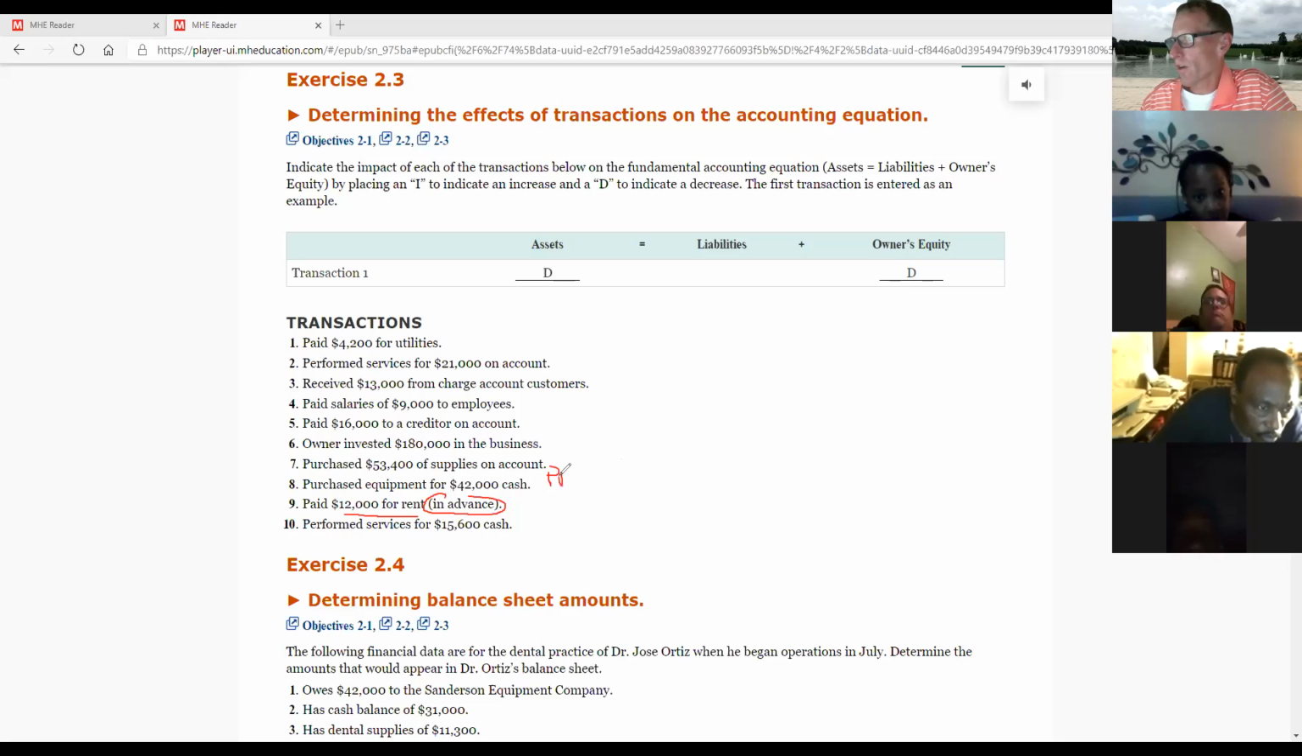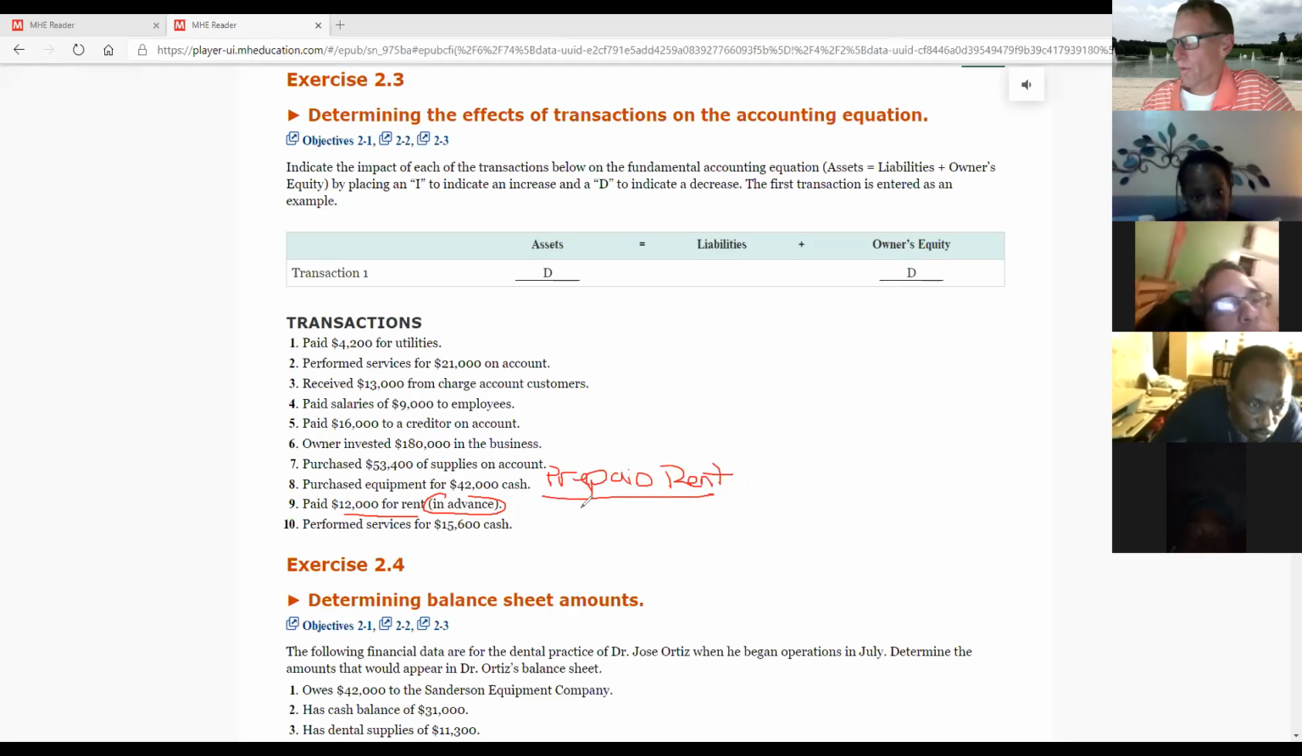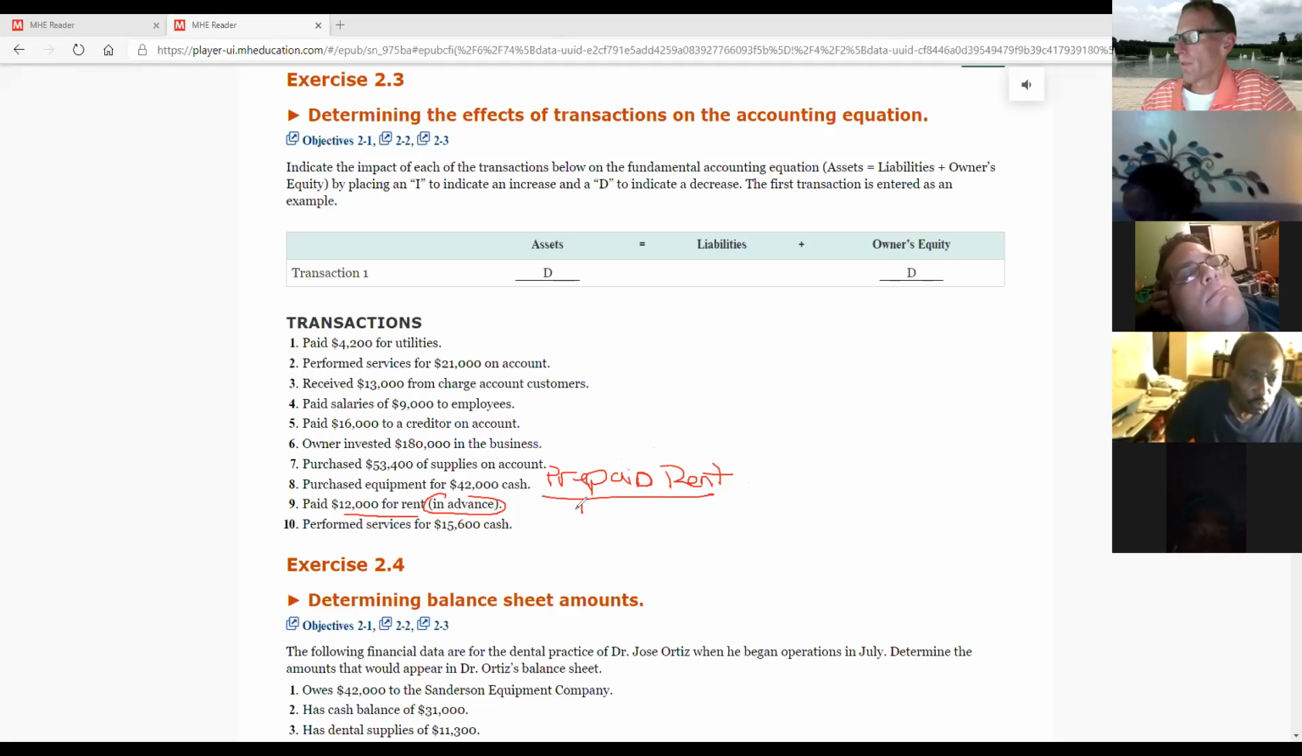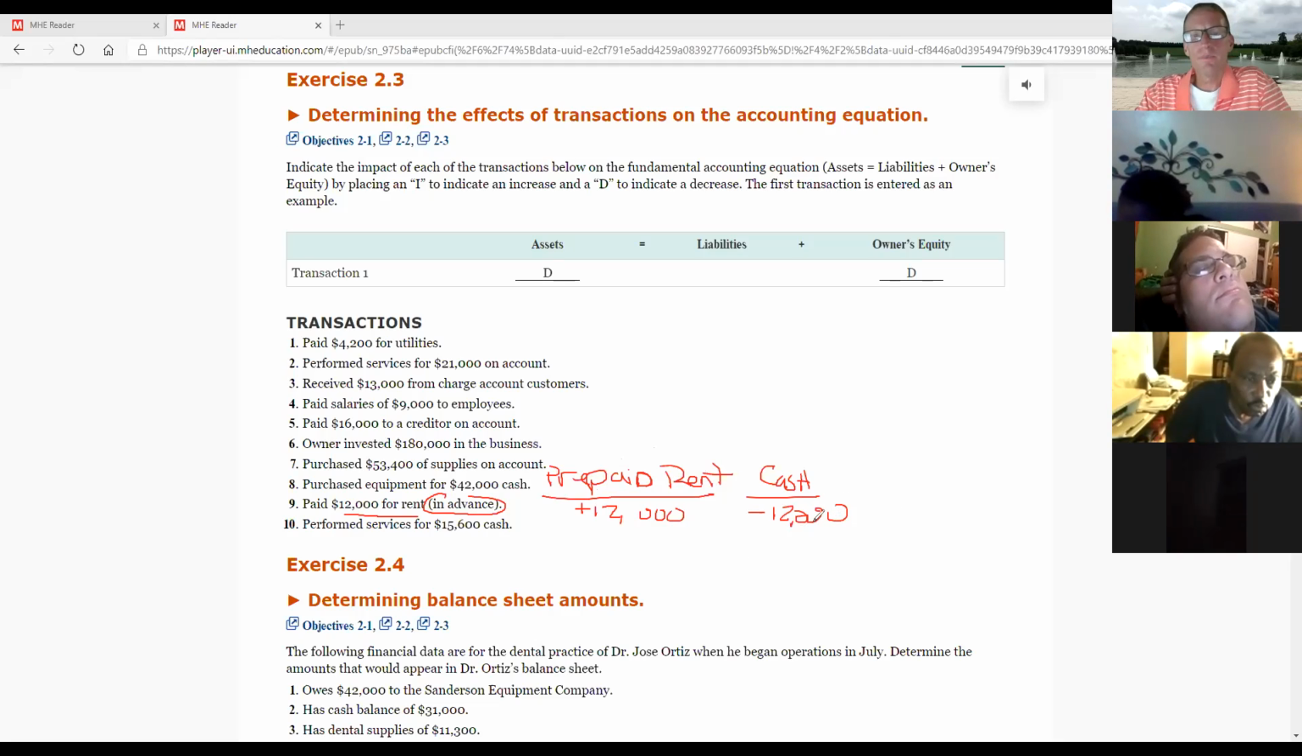But the last one is a little weird. It says paid $12,000 for rent in advance. So we're going to use an account called Prepaid Rent. A lot of people say, wait a minute, shouldn't that be rent expense? Not yet. Right now, you pay it before you use it. So this is actually considered an asset. Anytime you see the word prepaid in this class, that's going to represent an asset. So you'd say 12,000 prepaid rent, and then of course cash would be minus 12,000.